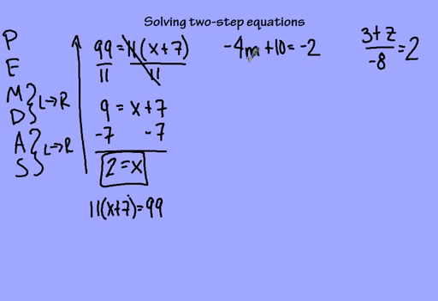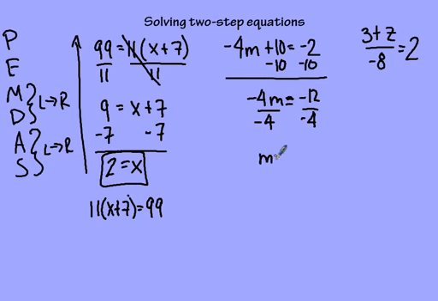We have multiplication here, we have addition here. So we're going to take care of the addition subtraction first. Subtract 10, subtract 10. And now we have negative 4m is equal to negative 12. Alright, and we're going to divide by negative 4. Divide by negative 4. A negative divided by a negative is positive, so m equals positive 3.